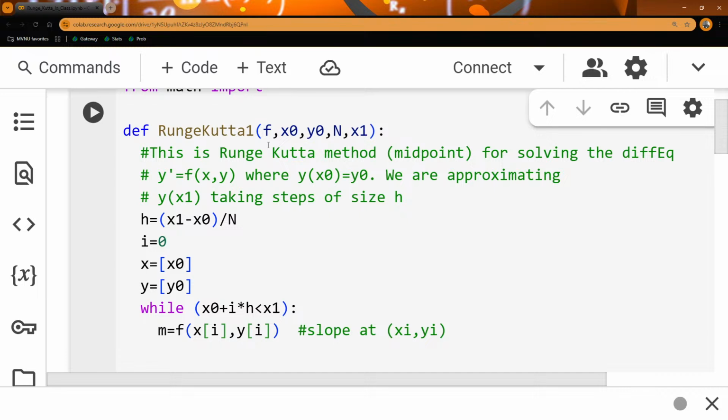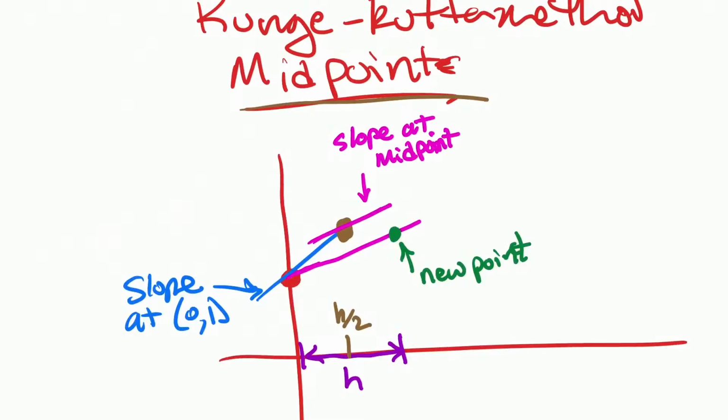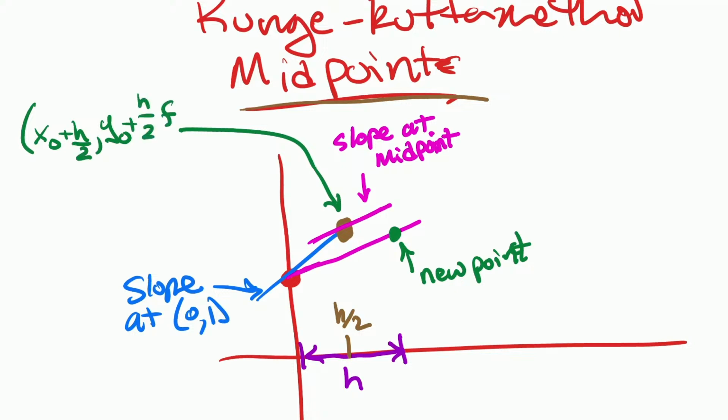Now I'm going to make a new slope. The new slope is equal to the slope at the midpoint. Just to point out what's happening, you can see that brown point, that's the point I'm interested in. This midpoint is x0 plus h over 2, and y0 plus h over 2 times the slope.